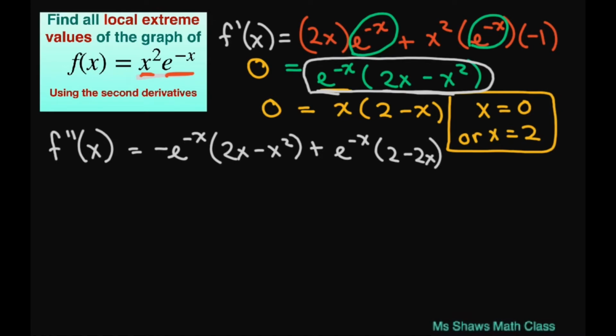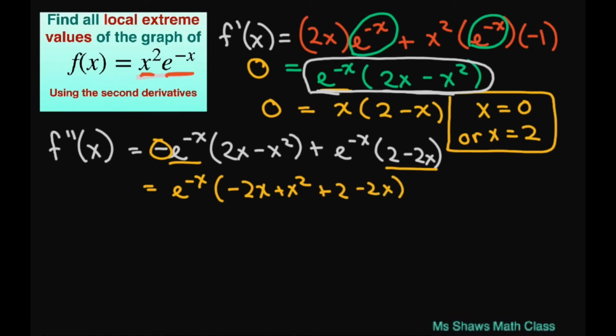All right, from here, let's go ahead and factor out e to the power of negative x. When you do that, I'm going to distribute this negative here, and you're going to get negative 2x plus x squared. And then for this piece, you're going to get plus 2 minus 2x. Simplifying, we're going to get e to the power of negative x times x squared minus 4x plus 2.